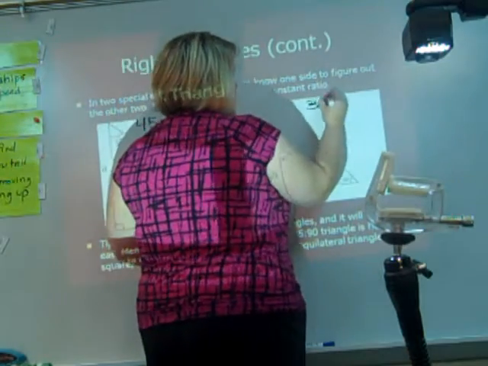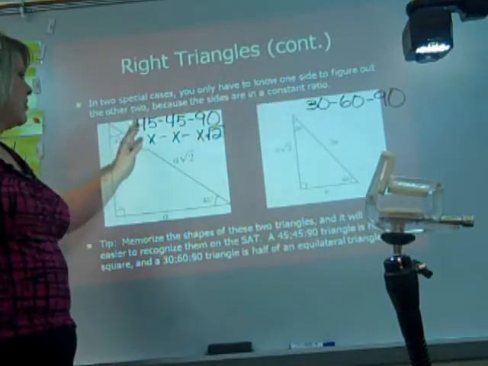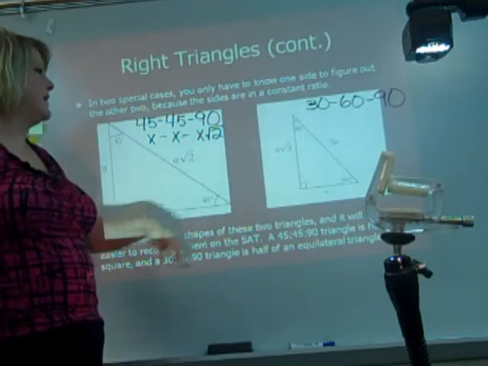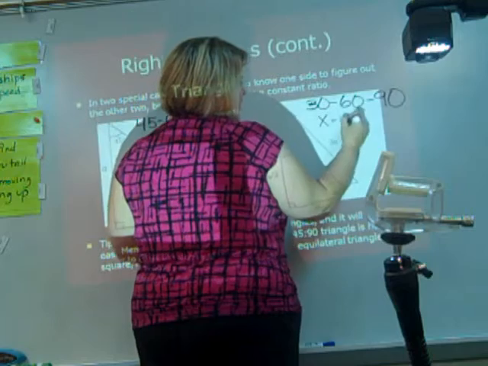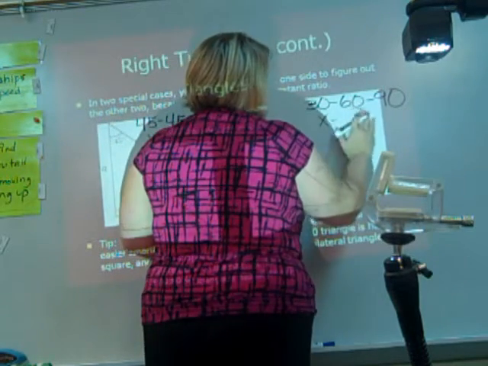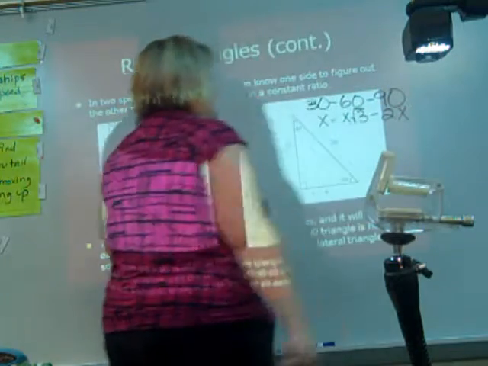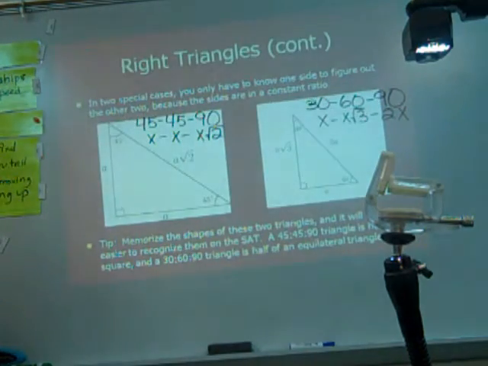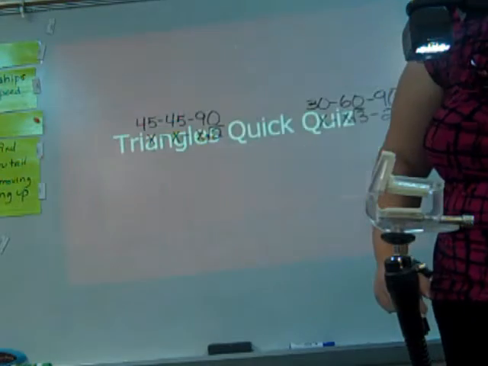And then your 30, 60, 90 rule, we're just listing from smallest to biggest. Smallest angle to biggest angle, smallest side to biggest side. So 30, 60, 90, the smallest side is x, the next smallest side is x square root of 3, and then the longest side is 2x. So that's what this is showing you with these drawings. So if you're given one of the sides, you can find the other 2. And we'll look at that. I think there's some of these in the quick quiz.